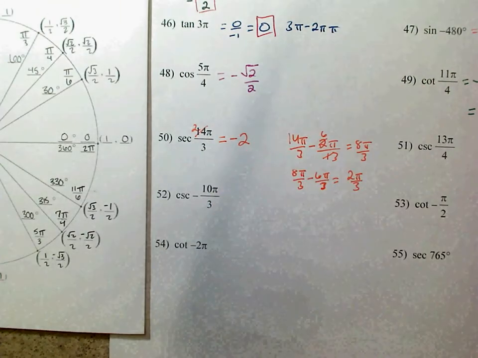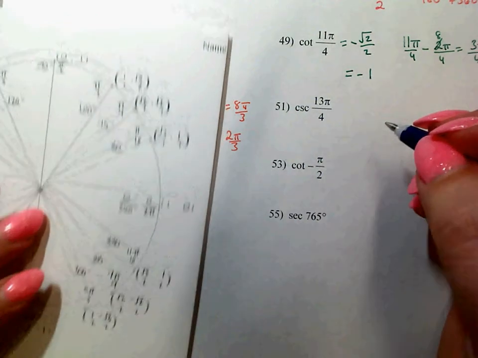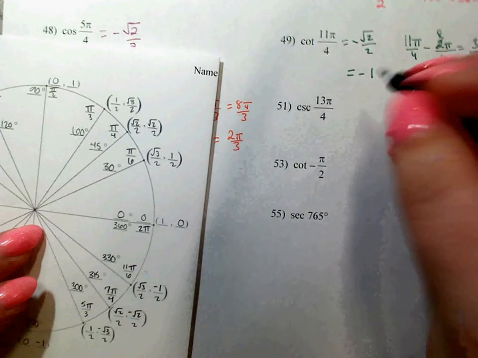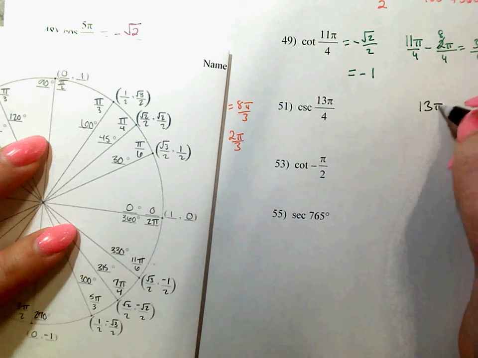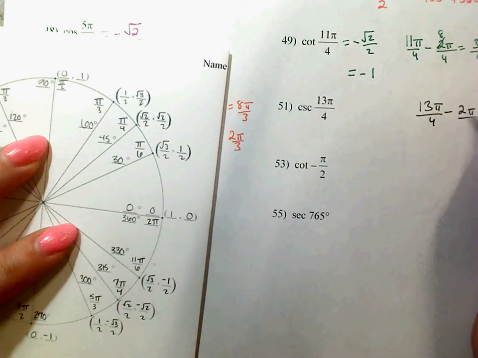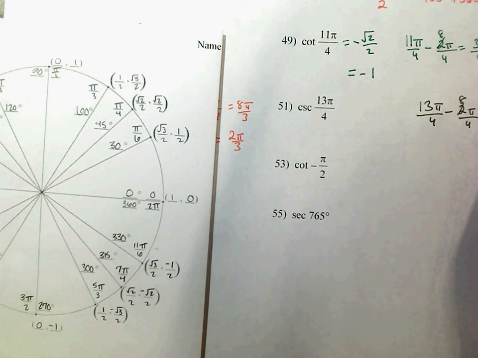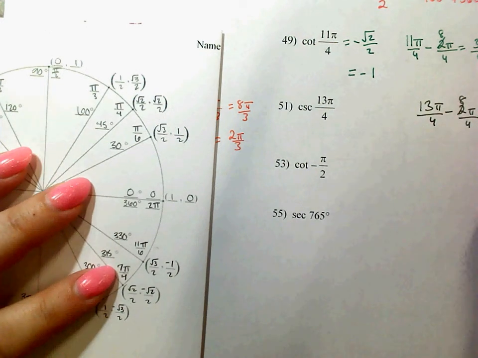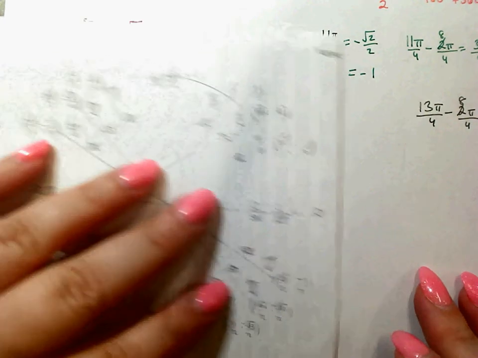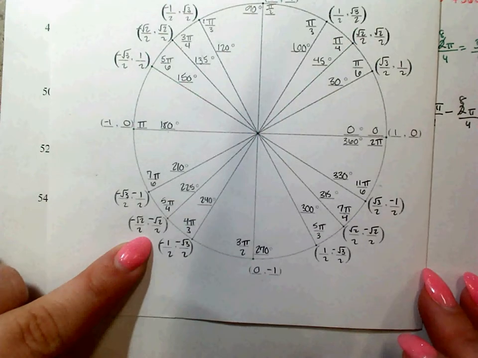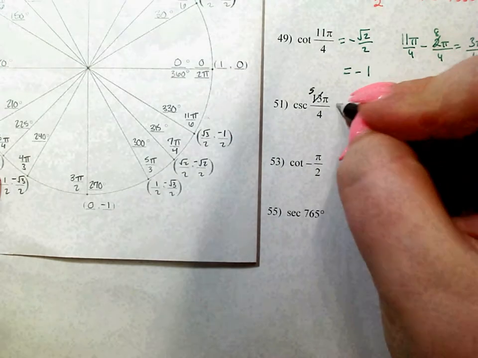13 fourths pi. So 13 fourths pi is outside of one rotation. So 13 fourths minus 2 pi, which is 8 fourths, is 5 pi over 4. So when they ask me to find cosecant of that, they're asking me to find cosecant basically of 5 pi over 4. 5 fourths pi is right here. Cosecant is the reciprocal of sine. Either way, it's negative square root of 2 over 2. When you do the reciprocal of that, you get negative square root of 2.